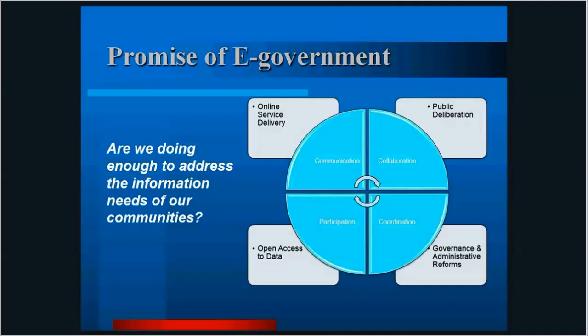So there's a lot of promise with e-government that we are seeing. We talk about improving life in our cities, life in our small towns and rural spaces that we live in, and so forth. And so there's a lot of promise, because we think that technology can be used in so many different ways. But there's always this question of saying, are we really doing the right things? Are we really doing enough to address the critical information needs of our community?